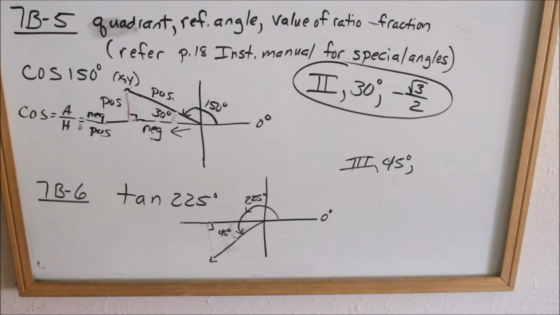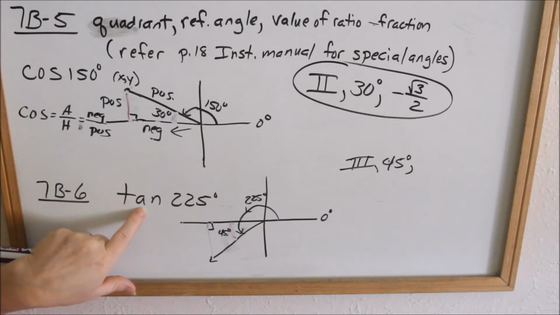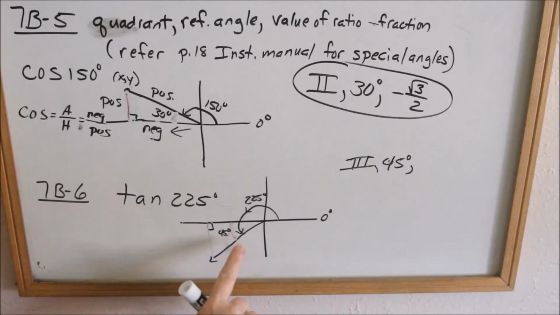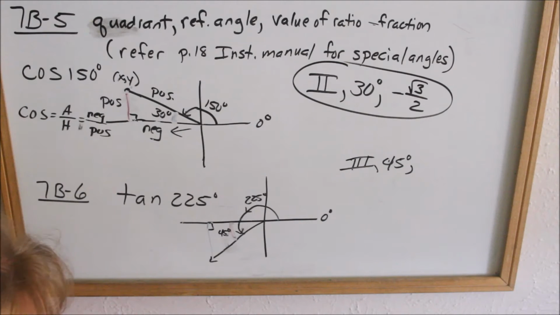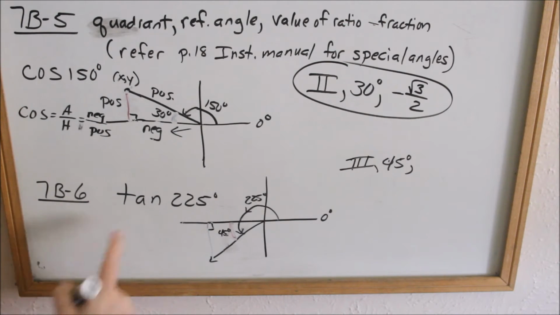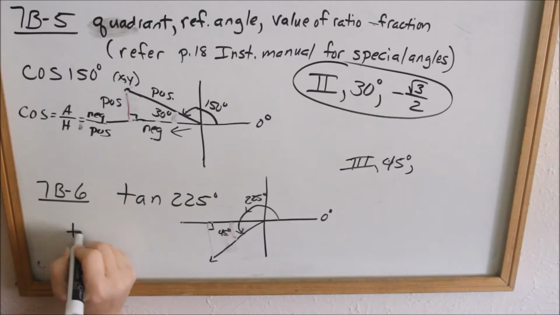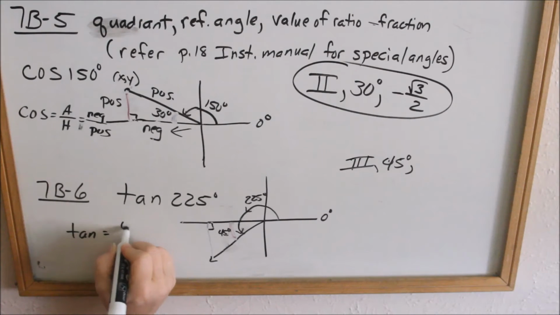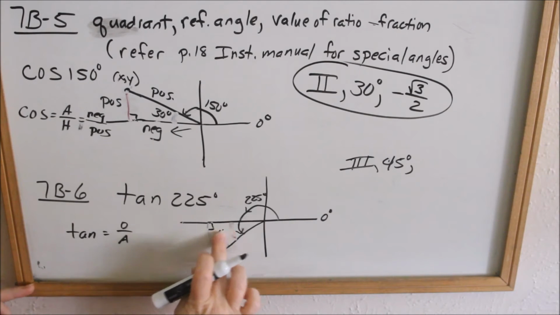Now it wants the value of the ratio in fraction form. So we're doing tangent, and you're going to use this reference angle right here of 45 degrees because this is a special triangle. This will be a 45, 45, 90 triangle. Again, you can refer back to page 18 in the instruction manual for these fractional values, or if you're in my class, you'll have it on your formula sheet. So we're doing tangent. Tangent is opposite over adjacent.